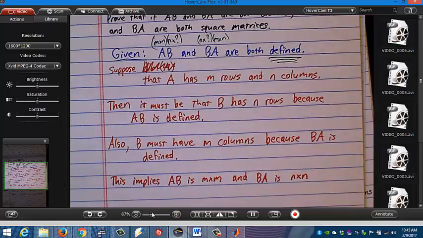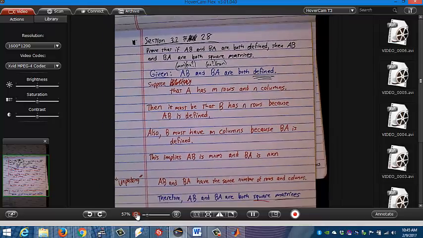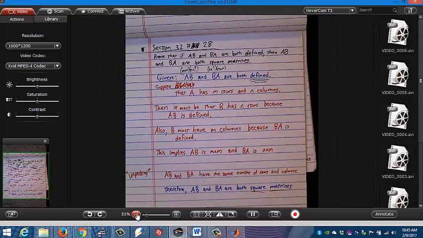you kind of just continue the logic. I think we're done, right? AB and BA have the same number of rows and columns. Therefore, AB and BA are both square matrices. See how that worked?